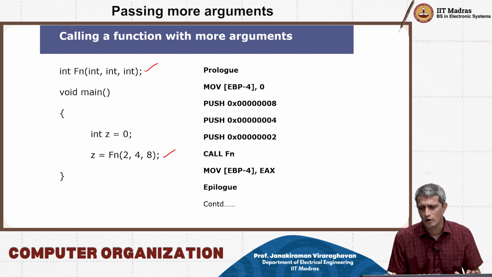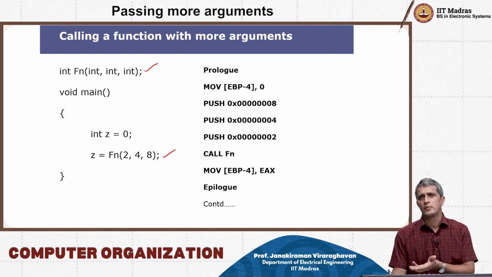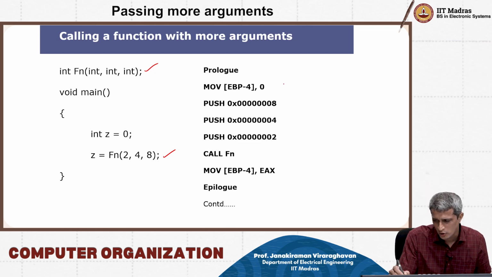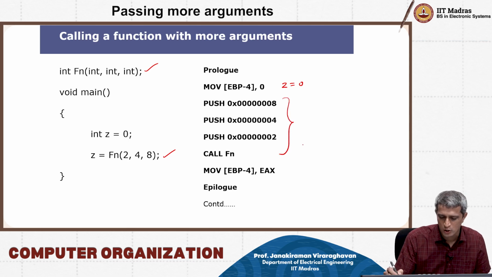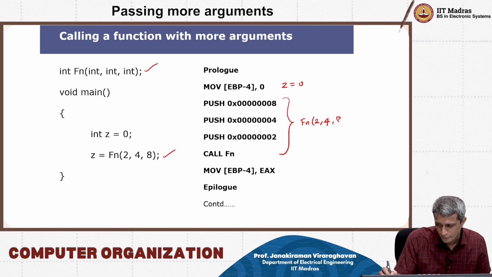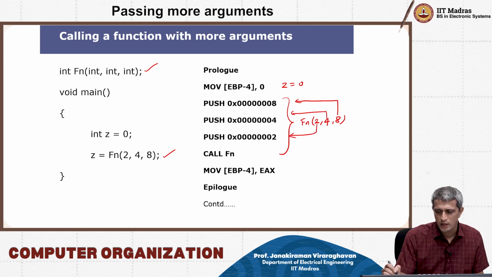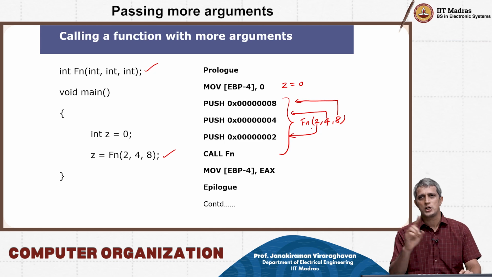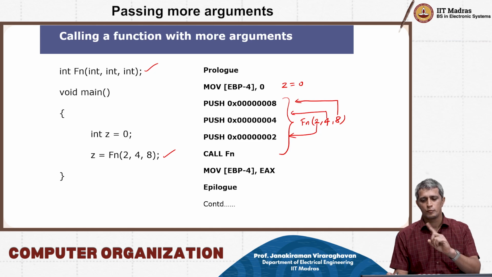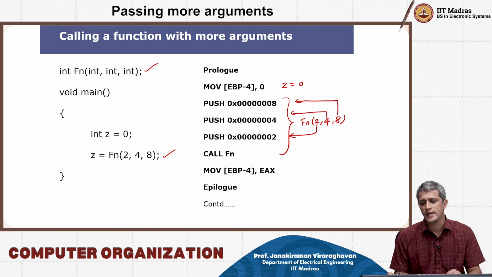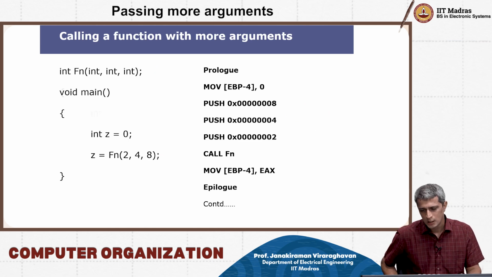You start with a prolog of main, move EBP minus 4, that is basically z equal to 0 as usual. Now this is the function call fn of 2 comma 4 comma 8. The arguments get pushed right to left. So push 8, push 4, push 2 and then you are calling fn.